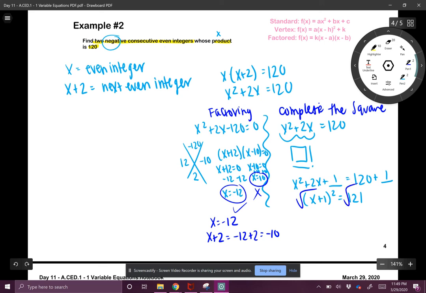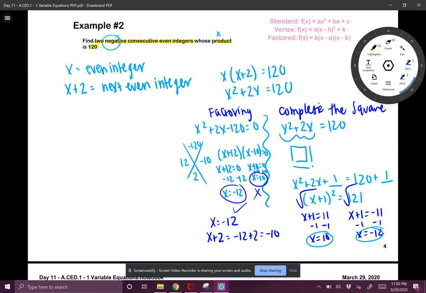Take the square root of both sides, and I'll end up with my 2 equations. Here I'll have x plus 1 equals the square root of 121, which is 11. Over here I've got x plus 1 equals negative 11. Subtracting 1 on both sides, I get x equals 10. And subtracting 1 on both sides here, I get x equals negative 12. So if you notice, I got exactly the same answers as I did when I was factoring. You can choose which way you want to do this. It doesn't matter to me at all.